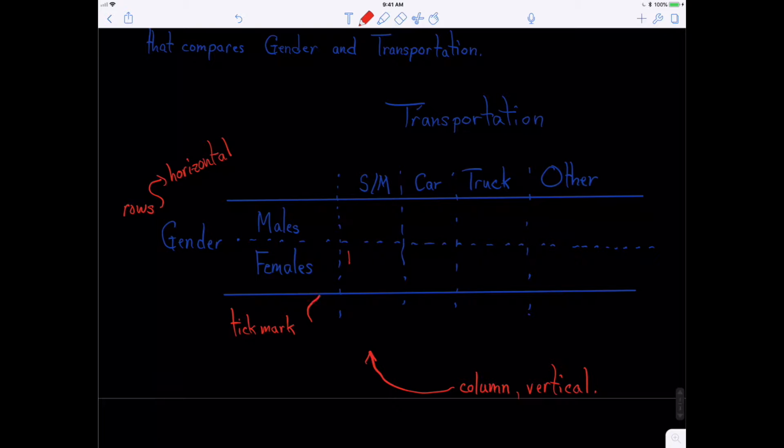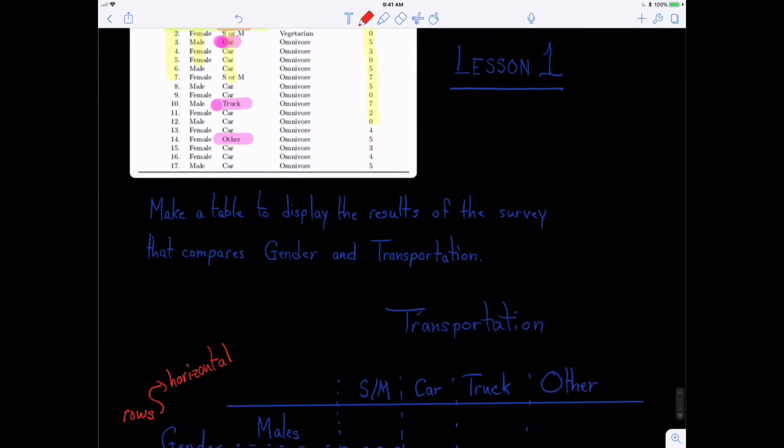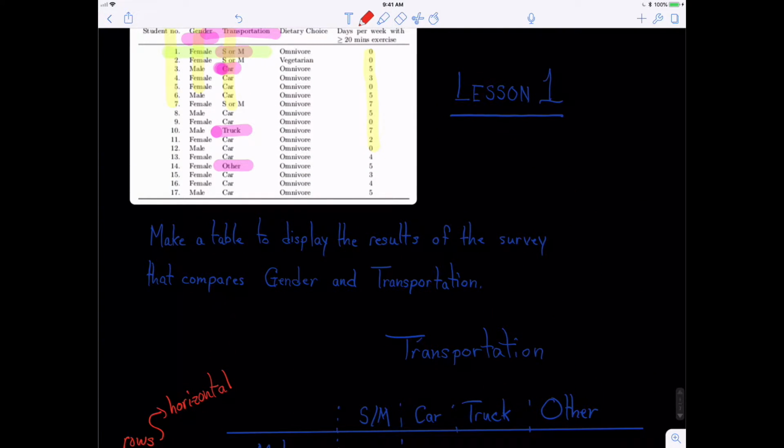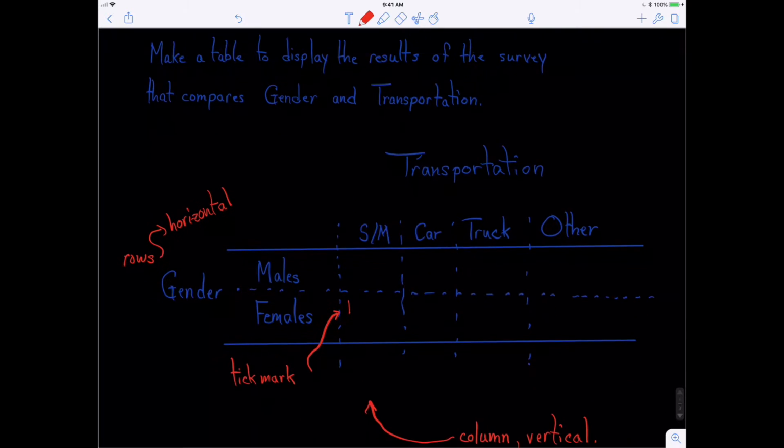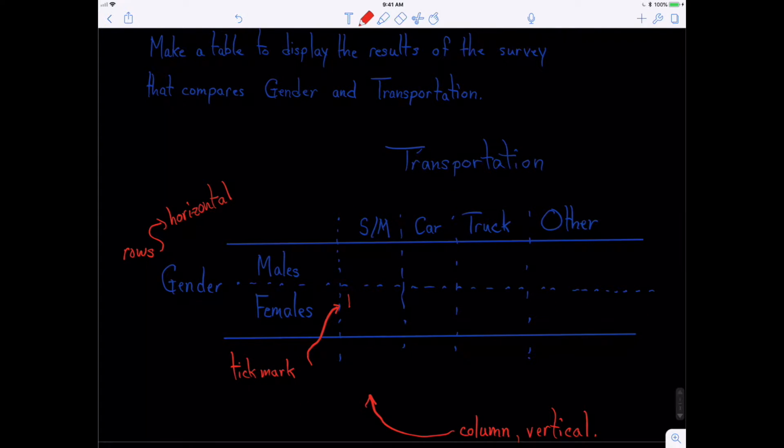I'm going to put our tick mark right there. And then each group of 5 will cross with a diagonal. So let's begin. We're going to go through this entire process. Now our second person is a female that also drives an SUV or minivan. So then we come down, and we would put another tick mark under female SUV or minivan.